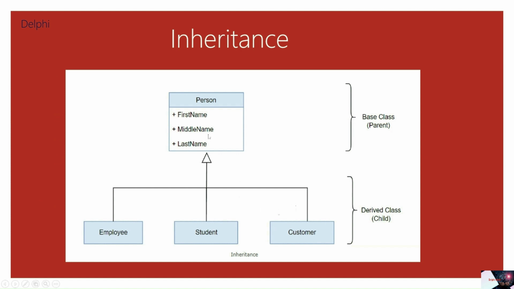And here is the graph shown. The person with first name, middle name, and last name is the base class or parent class. From this person class we can derive the employee, student, and customer classes, and these are called the child classes or derived classes.